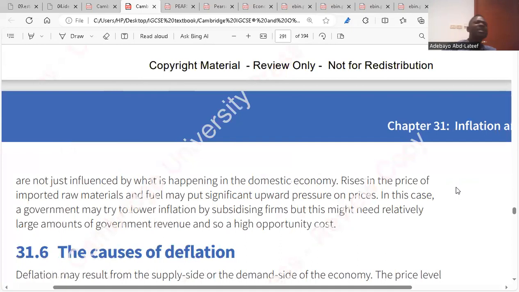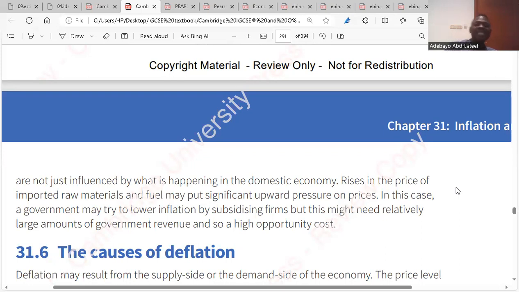Supply side policies can be used when it comes to cost push inflation, but in the short run, it will be expensive. Firms will have to spend on training. It will increase cost of production. Yes. And it will take time because training will not just have impact right now. It will take time. Yeah. But in the long run, it will be effective.